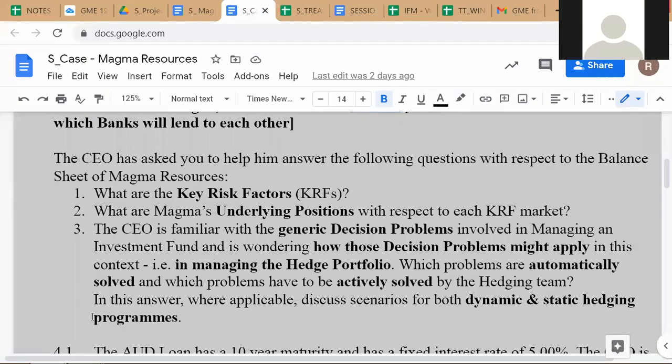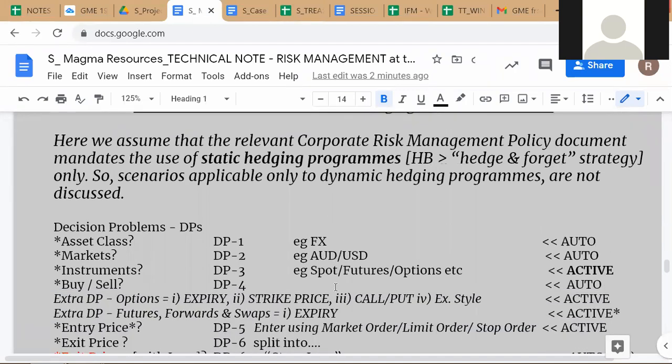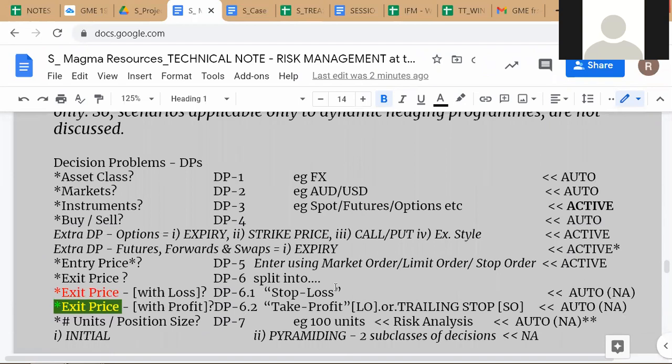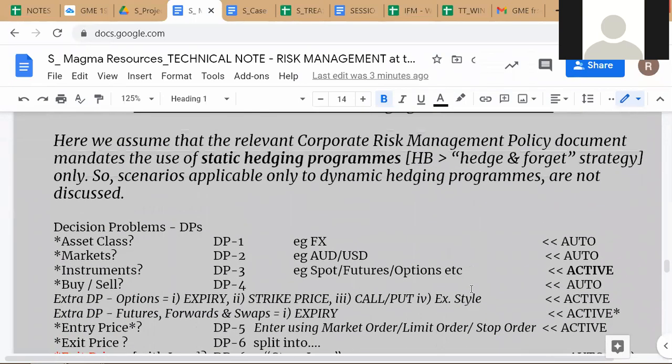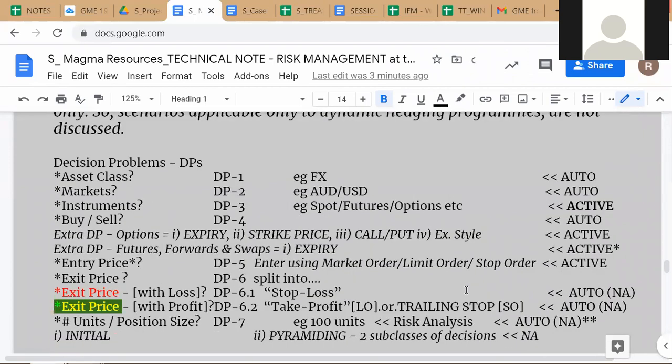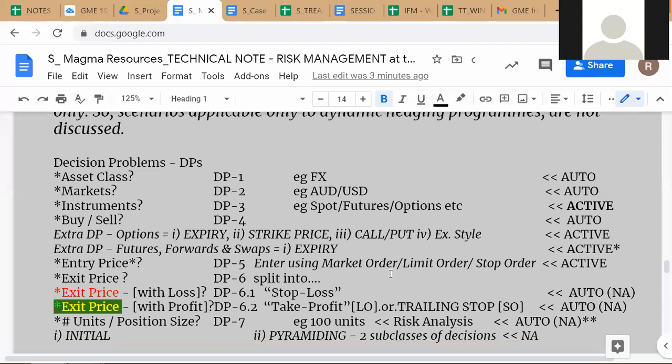So what we are saying is, in the context of this kind of problem, we also want to do a little bit of theory to understand, in particular, how the decision problems that we encountered in managing an investment fund are modified in a risk management context, when you're running a passive risk book, in a corporate treasury risk management context. How are they modified? And in this regard, what we covered the other day, this is all in the nature of a recap, but we are still within our 10-minute limit of starting, so we are quite okay.